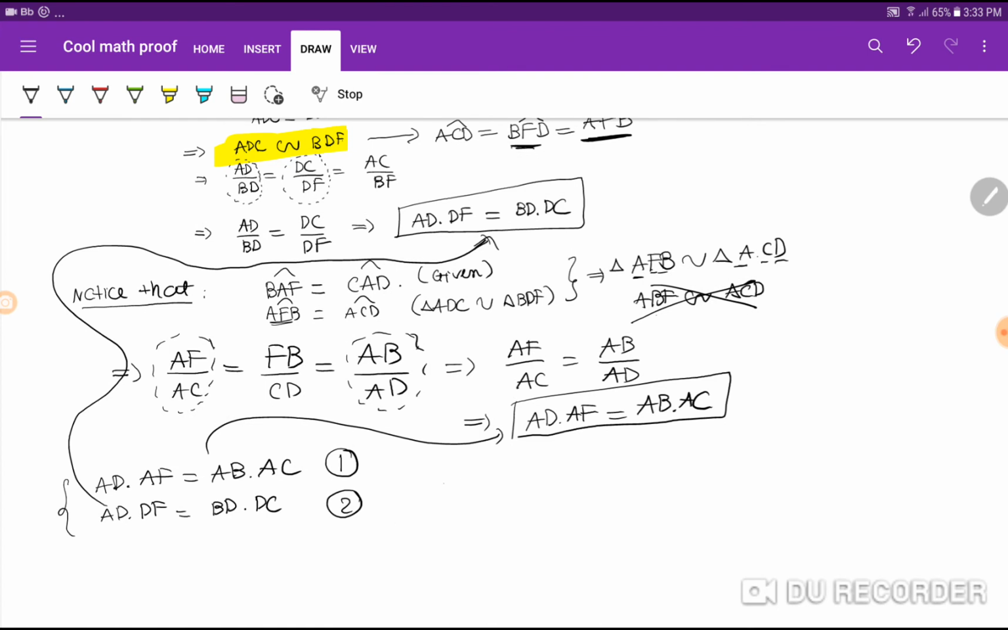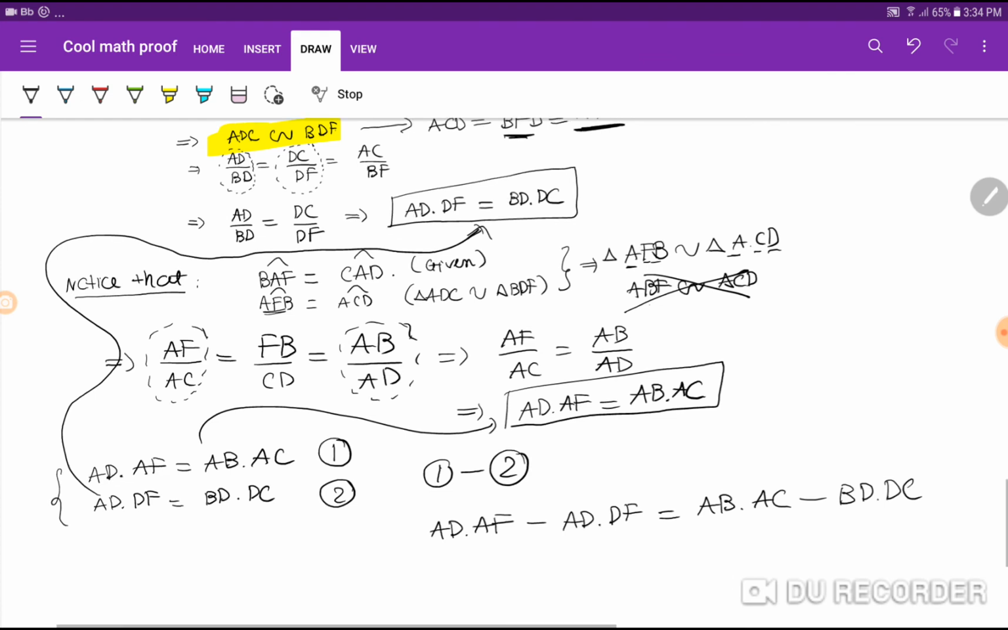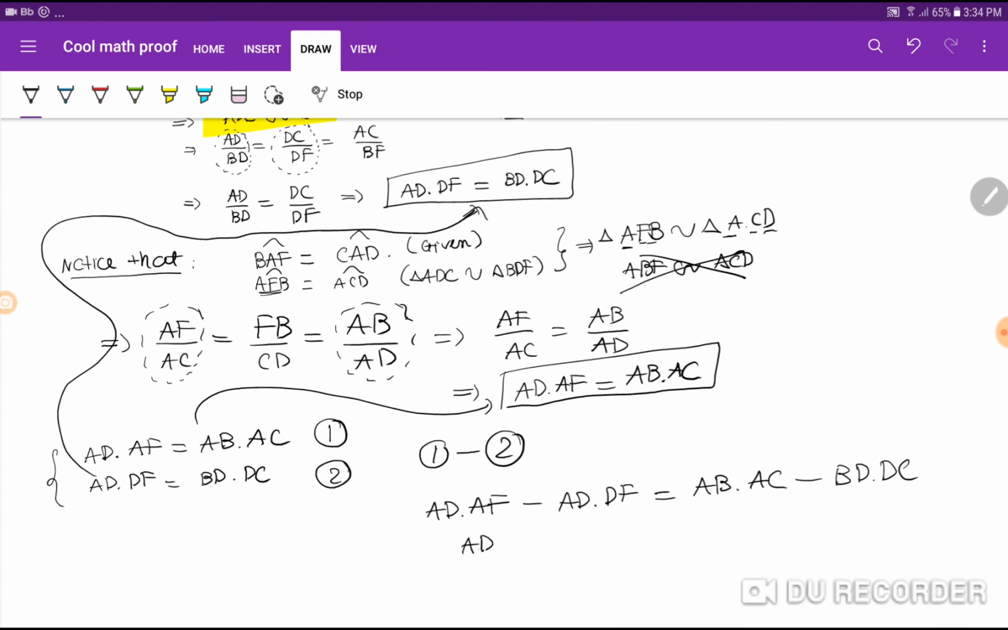Now watch the magic. 1 minus 2. What do you have? You have that AD times AF minus AD times DF equal to AB times AC minus BD times DC. You agree? That's what I do. My apologies, it's 1 minus 2. Oh my god, I read backward. Okay, sorry. Now you factor this: AD times AF minus DF.